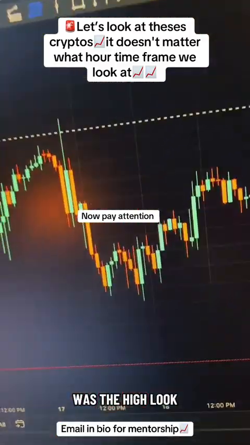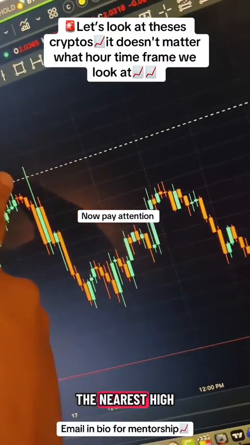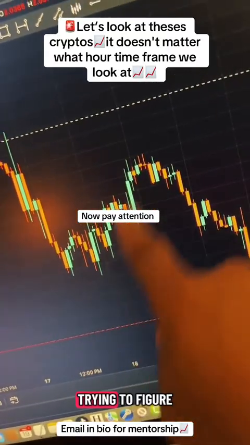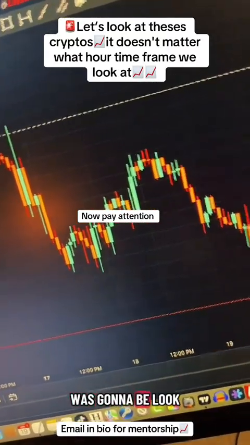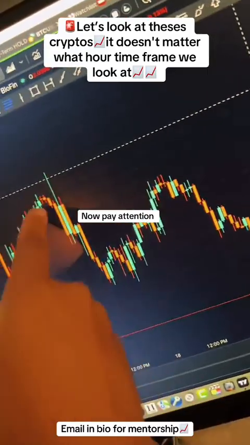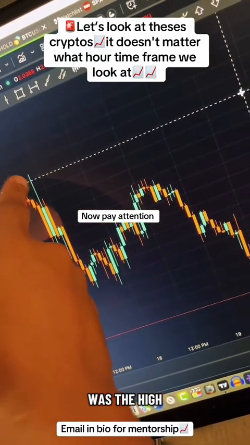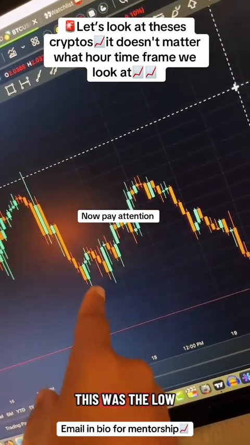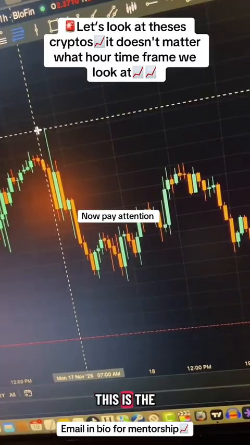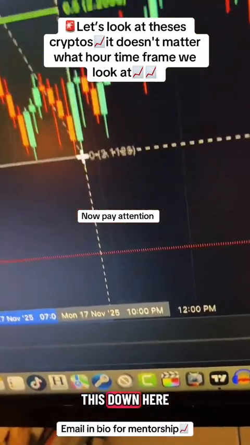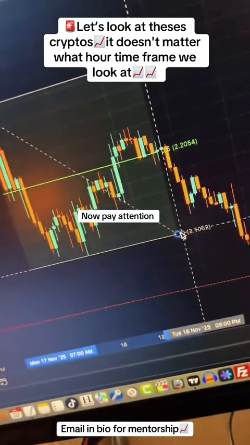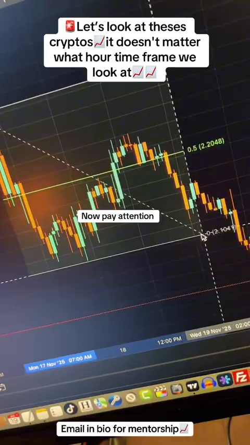This right here was the high. We're looking at the nearest high right here, and that was the low. Trying to figure out what this move right here was going to be. We're coming down, right? So if this was the high right here, and this was the low, let's see what the 50% level tells us. Look, pay attention. This is the high. This down here was the low, right? So let's just drag that out like this. And look, uh-oh.